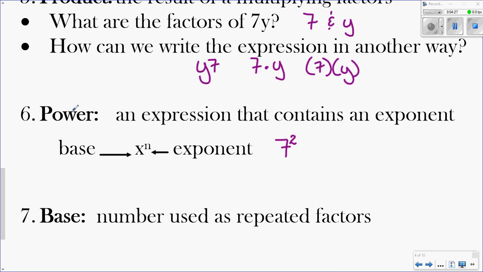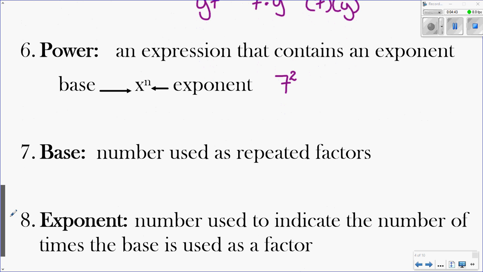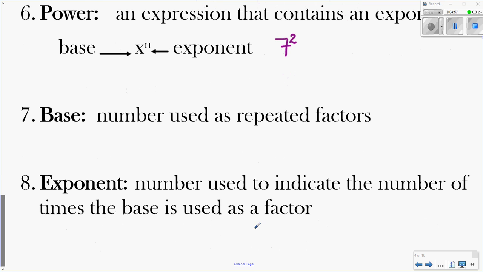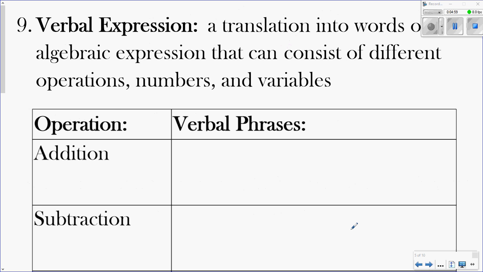We broke it down to the two parts that create the power. The base is the number that is used as repeated factors. That tells you how many times you're going to multiply the base, in this case 7. And the exponent is the number that indicates the number of times the base is used as a factor. So you're going to multiply 7 two times. If it was 7 to the third power, you're going to multiply 7 three times.